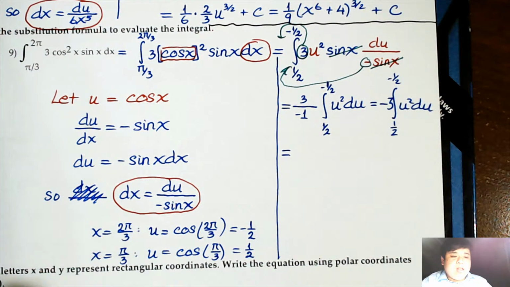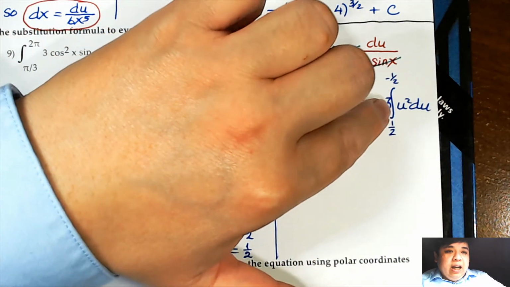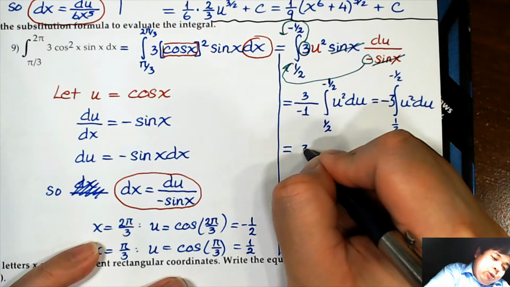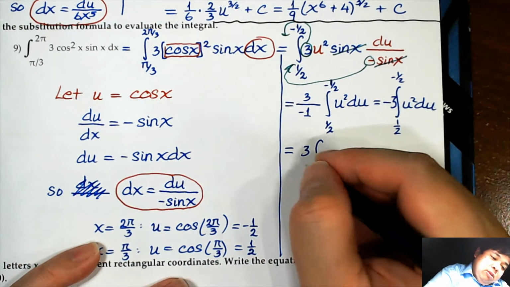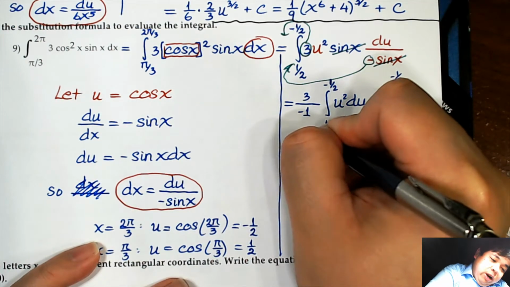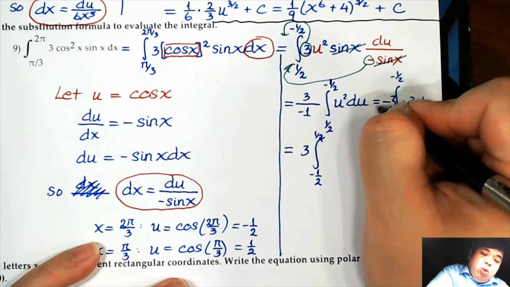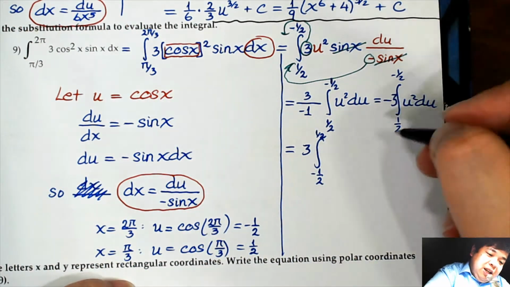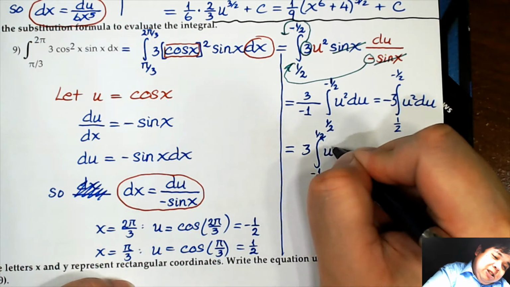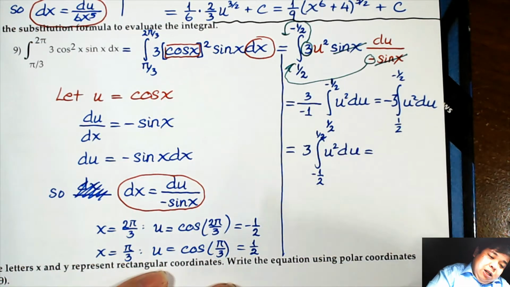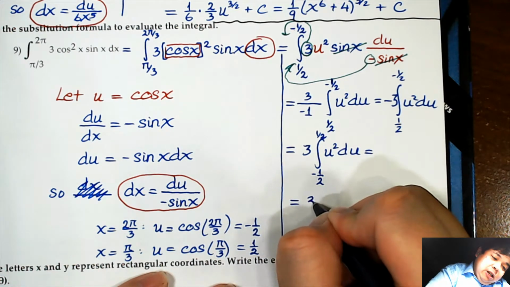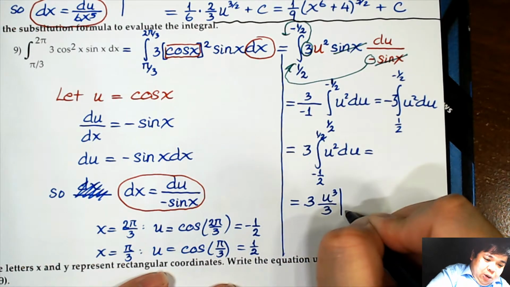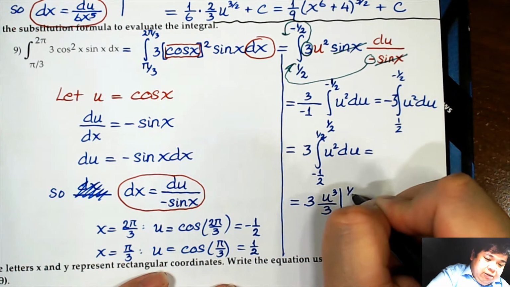We don't have to do this, but if we have the negative and want to turn it to positive, all we need to do is switch the limits. So I turn it to positive 3 and interchange the limits to negative 1/2 to 1/2. Usually when we have the negative in front of the integral, we just go ahead and swap the limits. So that will give us 3 times u cubed over 3, going from negative 1/2 to 1/2.